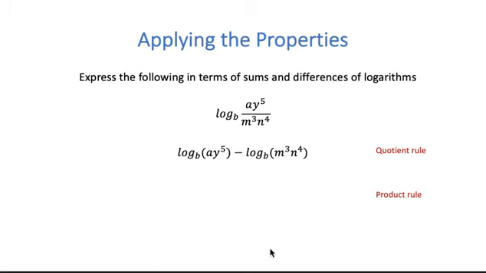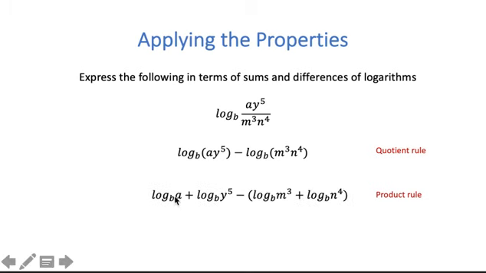So when I separate those, I get the log base b of a plus the log base b of y to the fifth minus, now all of this is going in parentheses, the log base b of m cubed plus the log base b of n to the fourth. Now in this last line, I'm going to apply the power rule, so bring all of these exponents down in front. At the same time, I'm going to distribute this negative.